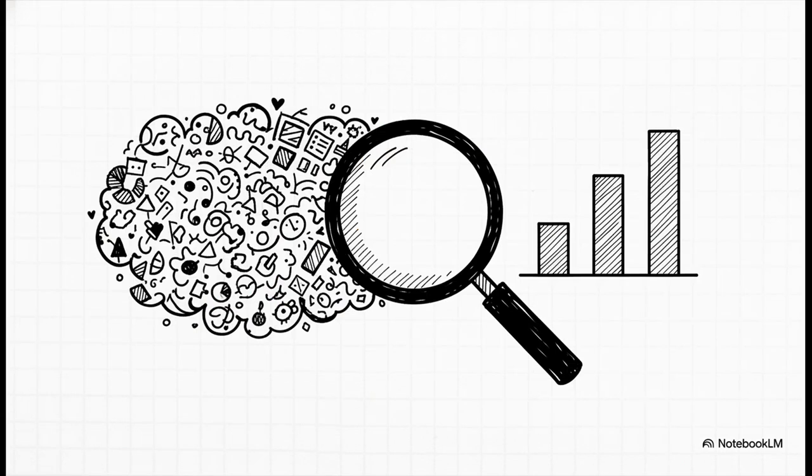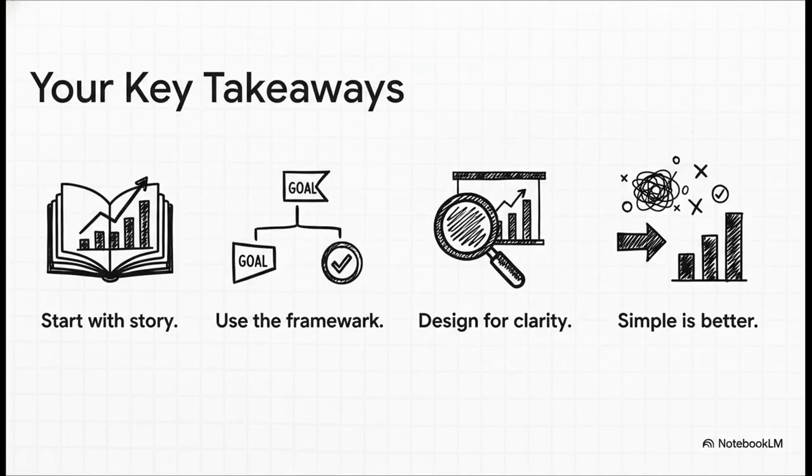So here's the bottom line. Every single decision you make, the chart type, the colors, the labels, it all needs to serve one single purpose: to clearly and honestly highlight the key insights from your data. If it confuses, distracts, or misleads, it's gotta go. All right, let's wrap this up with the key things to remember. First, always start with a story you want to tell. Second, use that framework we talked about to match your goal to the right chart. Third, design for clarity and honesty. No junk, no tricks. And finally, just remember that when it comes to showing data, simple is almost always better.